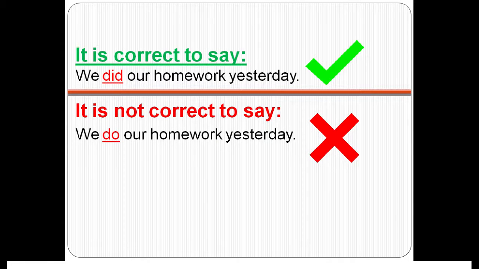Let's talk about what is and what is not correct to say. It is correct to say, we did our homework yesterday. It is not correct to say, we do our homework yesterday. The second sentence isn't correct because when you have affirmative sentence in past simple tense, you need to use past simple form of that verb.